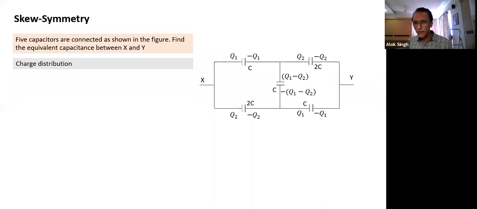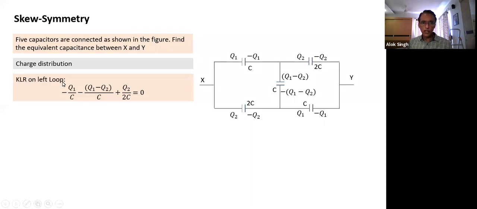Now we'll find how Q1 and Q2 are related. I'll find the relation between Q1 and Q2 by applying the loop rule. Let's see how you apply the loop rule. This is the first time we are making use of the loop rule, and we'll use it at least 20-30 times in the next 15-20 days. So let's start.